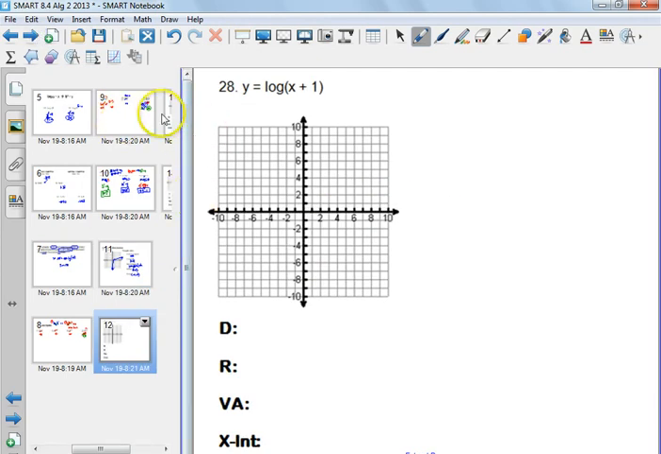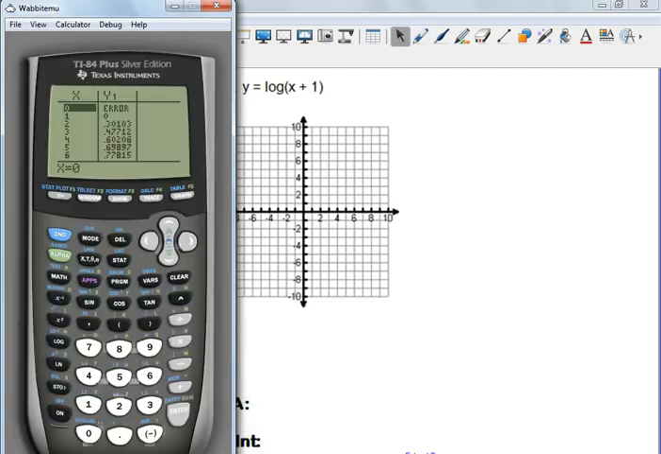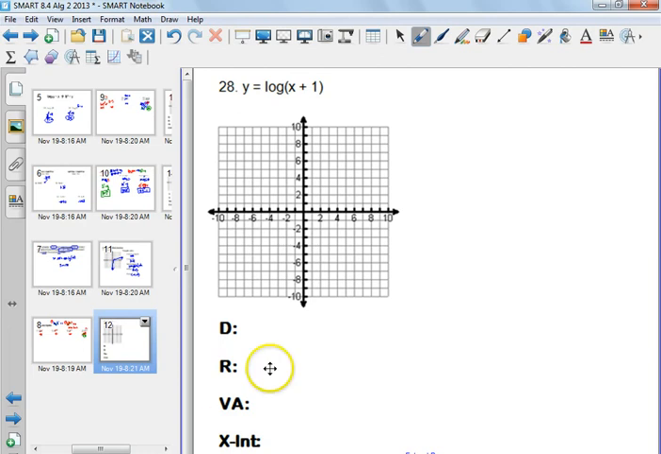So when I look at number 28, if I tried typing that on my calculator, x plus 1, you might notice that it's been shifted left, and hopefully that makes sense to you because when there's an x plus 1 inside the parentheses, it's been shifted left. So grab some points off your table and plot them. Now I'm going to do the best I can to graph this, but instead of having a vertical asymptote at 0, we now have a vertical asymptote at negative 1 because everything's been shifted left 1.